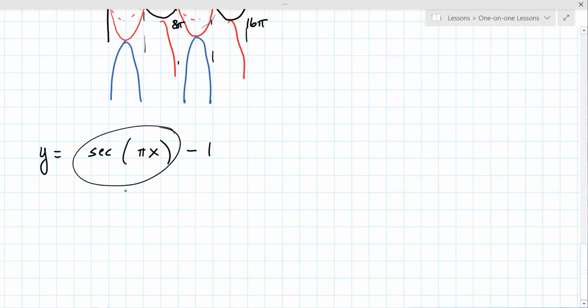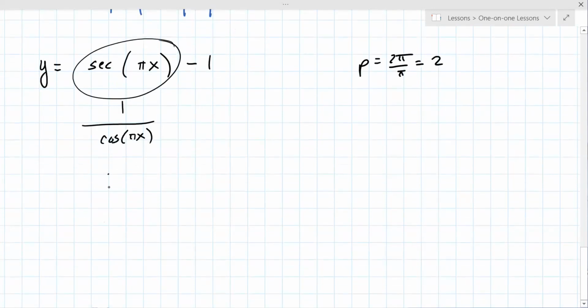It's the same thing: 1 over cosine, right? 1 over cosine pi x. And I'm making a little change here. The period is 2 pi over pi, so it's 2. So that means that cosine, which starts high and goes low, well, this is one period. That's 2. So that's 1.